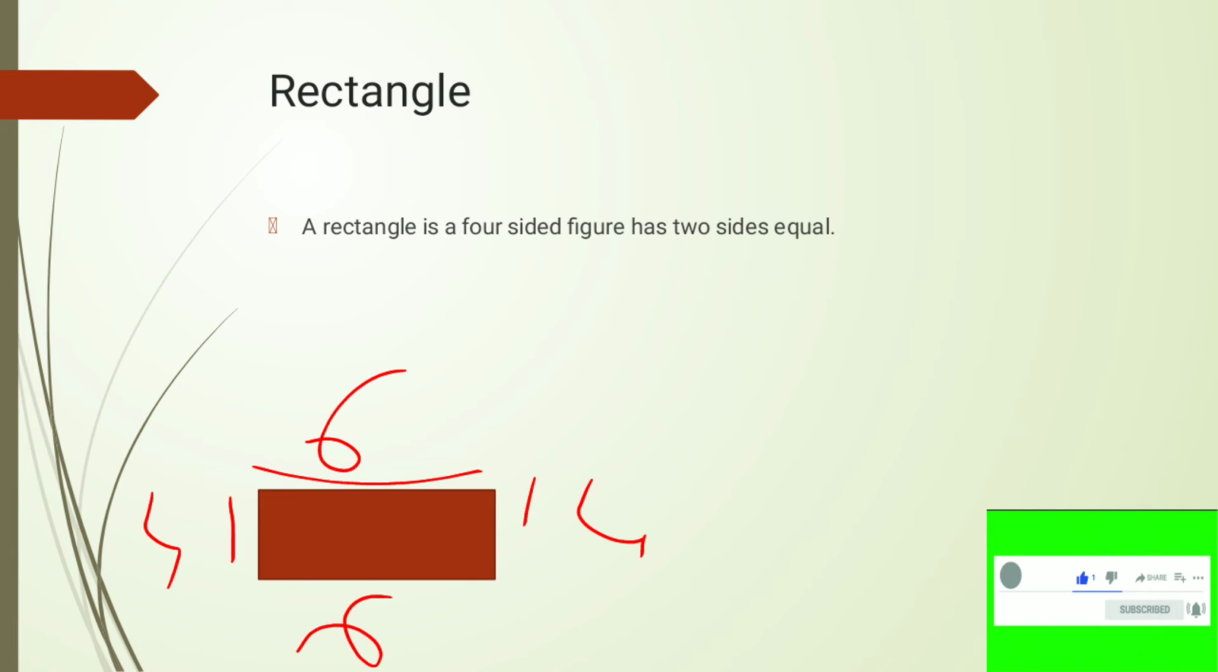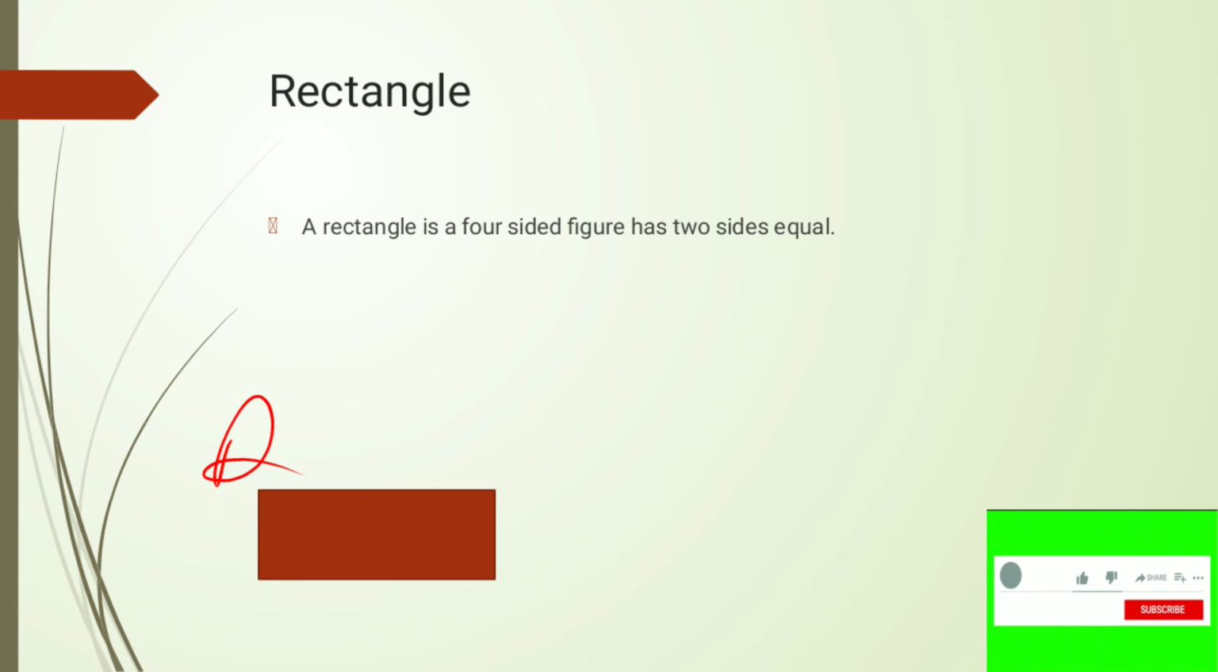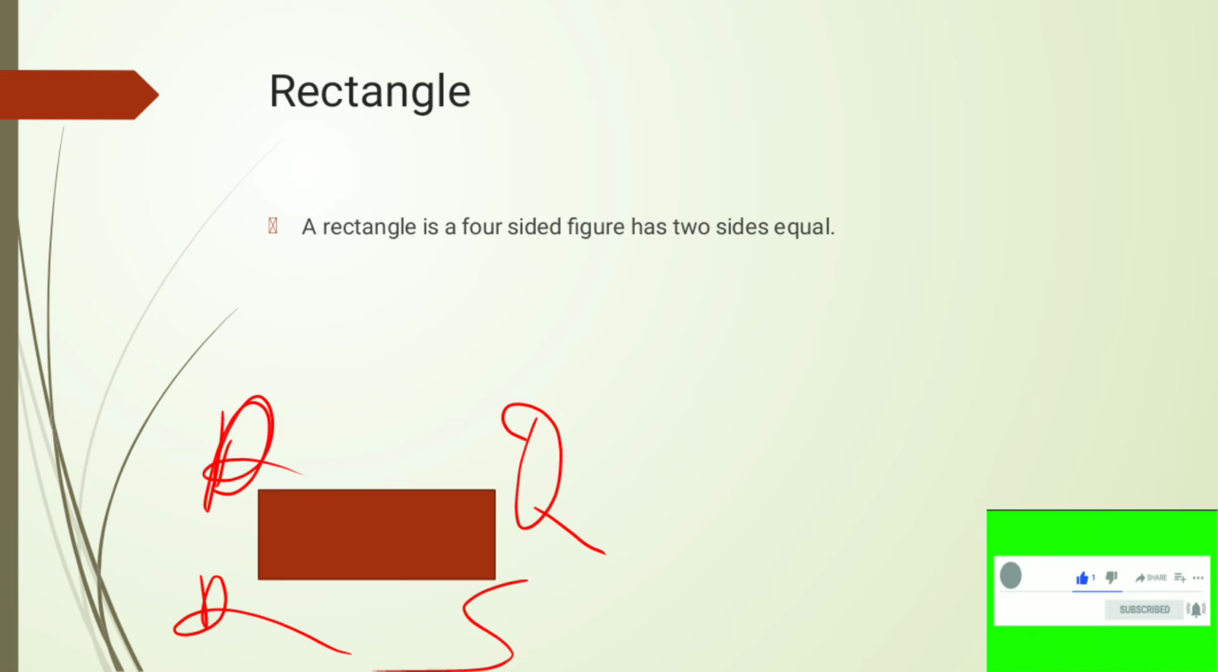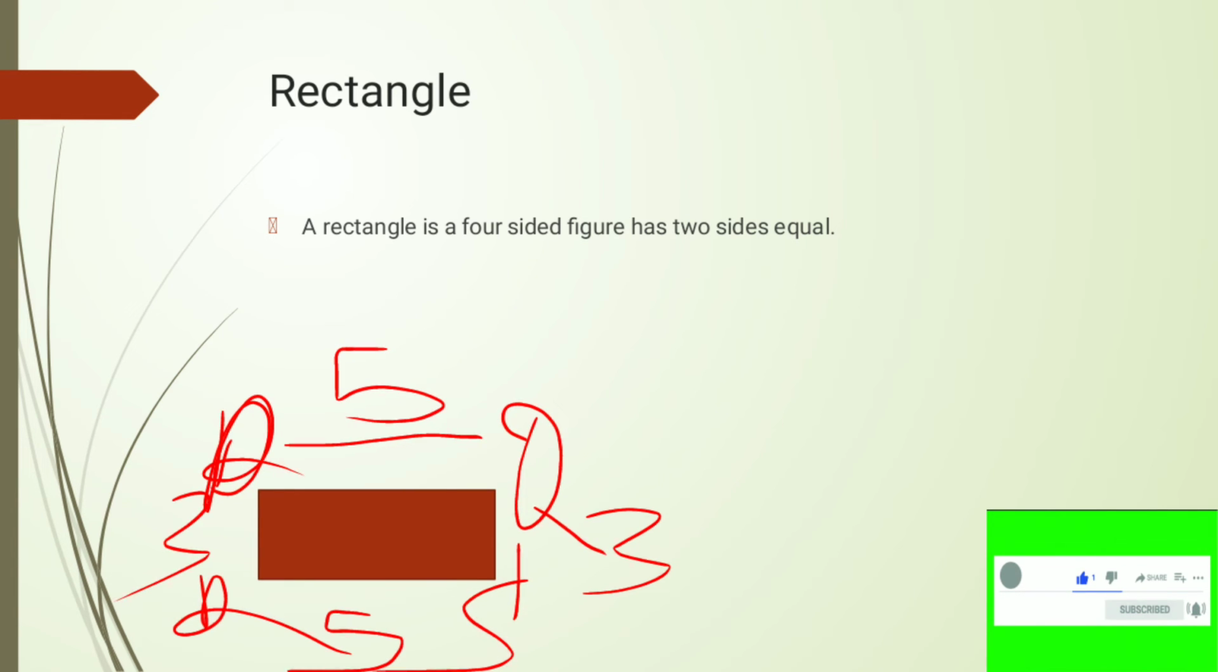Okay, so I'm going to erase this. I'm going to name this P, Q, R, S. P, Q, R, S. QR will be 5 centimeters and QS will be 3 centimeters. So here will be 5 and here 3. This is how we write it.